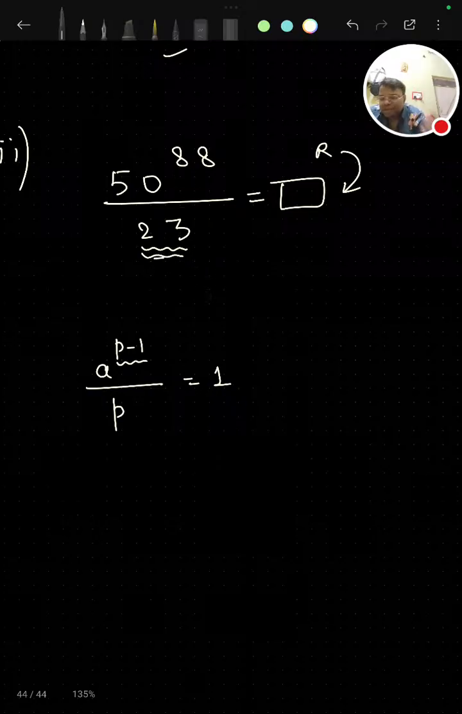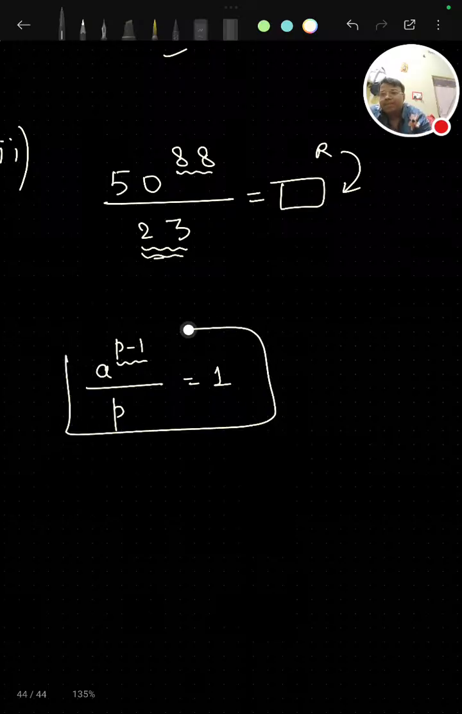So the power must be 23 minus 1, that is 22. But you can see that it is 88. You have to convert this power to 22 so that you can apply Fermat's theorem. Now 88 is what? 88 is 22 into 4.